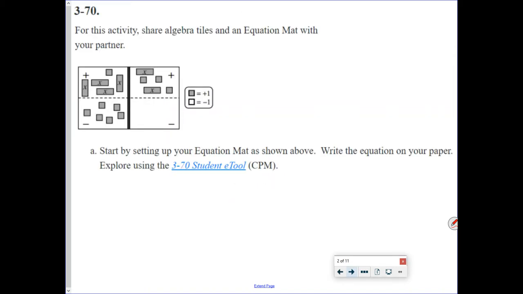Okay, now we are going to do problem 370. For this activity, share algebra tiles and an equation map with your partner. Of course, you're not doing that, so forget that part right there. We're going to work together on this in class. You see this right here, okay? Start by setting up your equation map as shown above. I'm going to do it with you. Just follow along. Write the equation on your paper. That's what I do want you to do.